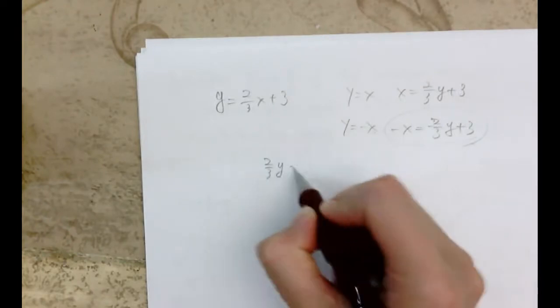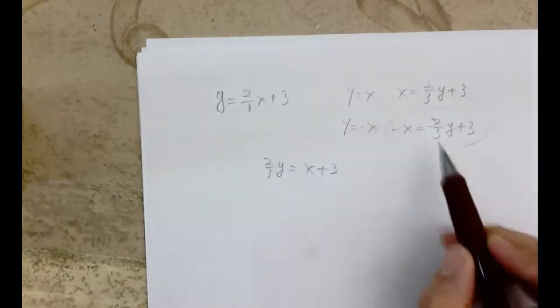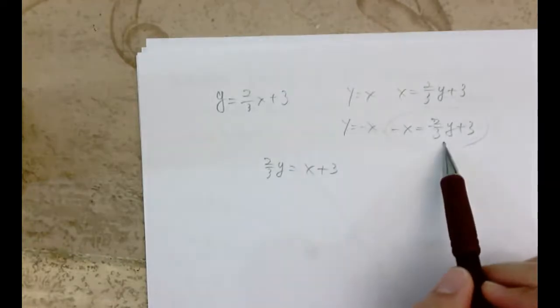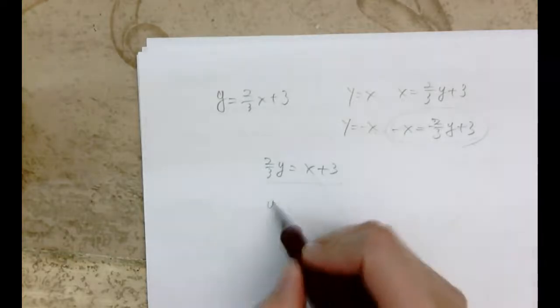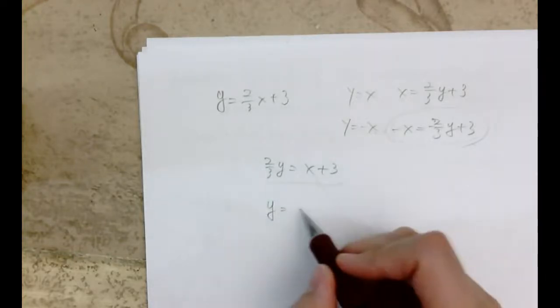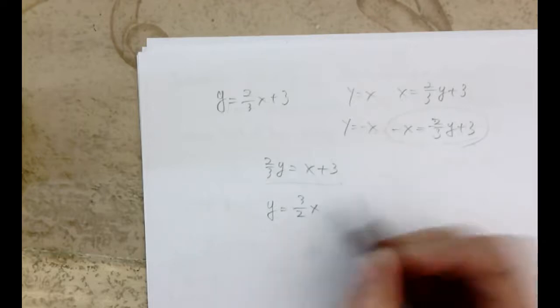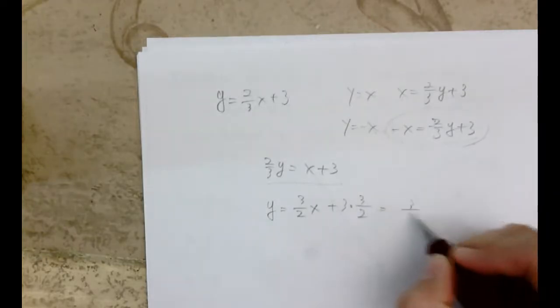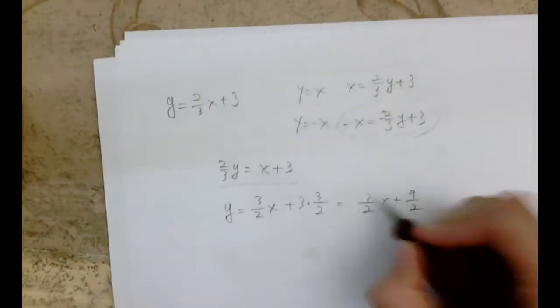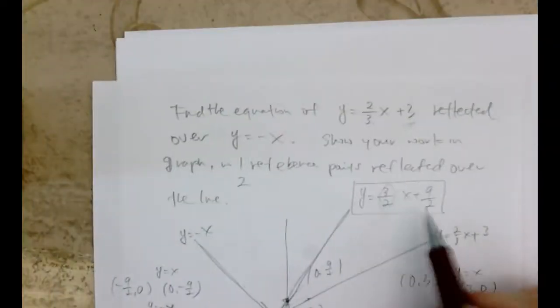Now solve for y. So that will make it 2/3 y equal x plus 3, right? This is negative, this is negative. Add 2/3 y to this side, and then add x to both sides, and then you get this, right? So then y is, keep change flip, 3/2 x plus 3 times 3/2, which is 3/2 x plus 9/2. And that's what we had from here. Okay, so check.